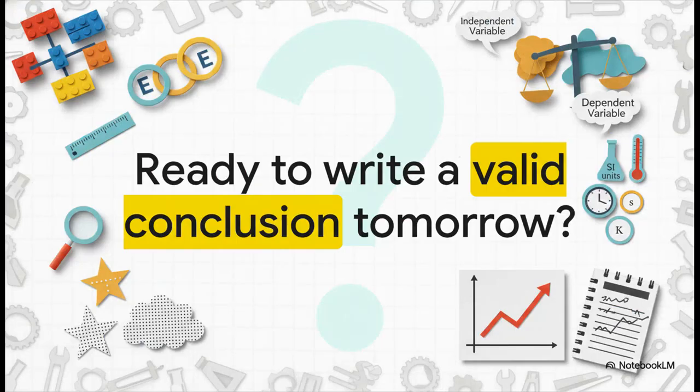So, we've covered the Lego branches, the 5E framework, observations versus inferences, the incredibly important variables, SI units, and graphing. It all leads to the final step, writing a valid conclusion. Remember, a valid conclusion can only be written after your data is properly recorded, and it must clearly state the relationship between your independent and dependent variables. It's where you answer if your hypothesis was supported or not.